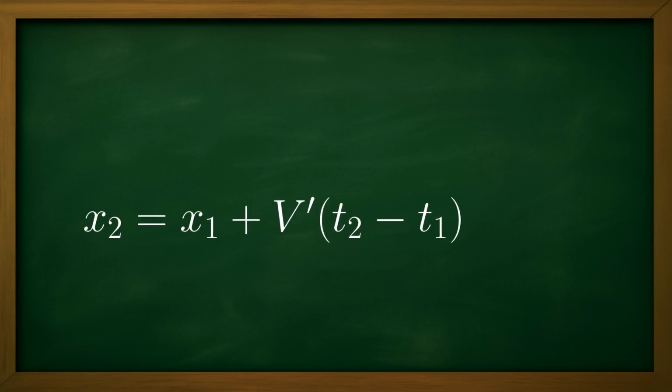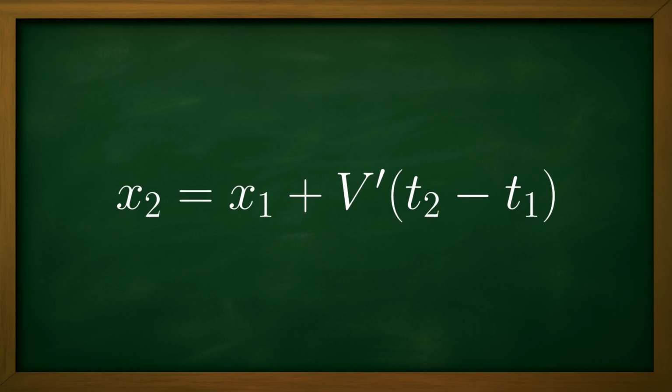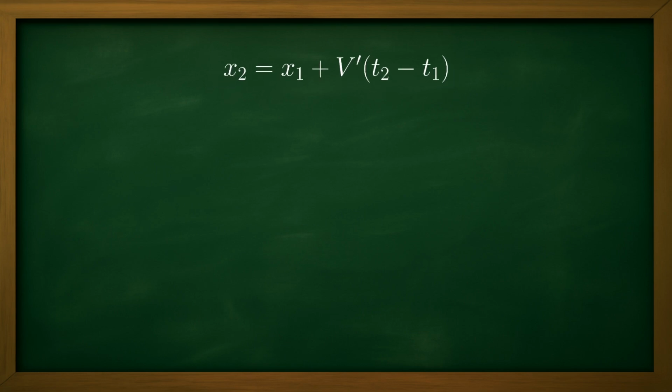A catch here is that the velocity term used in the equation for position is neither v1 nor v2 but a term called v dash. This is because, unlike the acceleration term in the first equation, the velocity in equation 2 is not a constant. It varies from v1 to v2 during this interval.